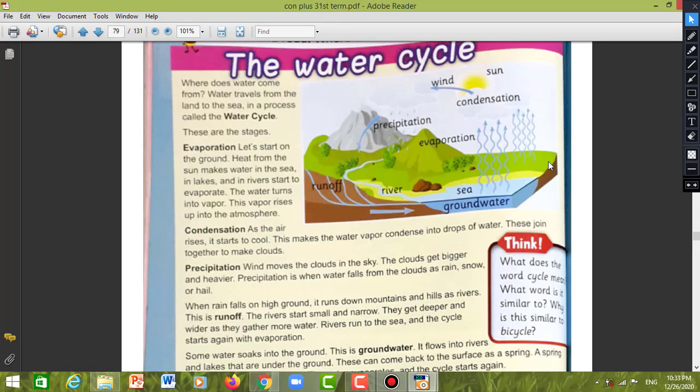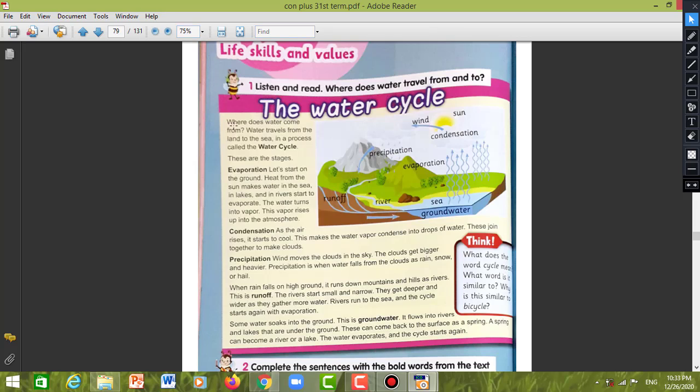And it's time to talk about the water cycle. We have 3 stages for the water cycle. Number 1, evaporation. What is the meaning of evaporation? The sun makes water hot, and when water gets hot, it turns into vapor. It evaporates and the water turns into vapor. This vapor rises up into the atmosphere.